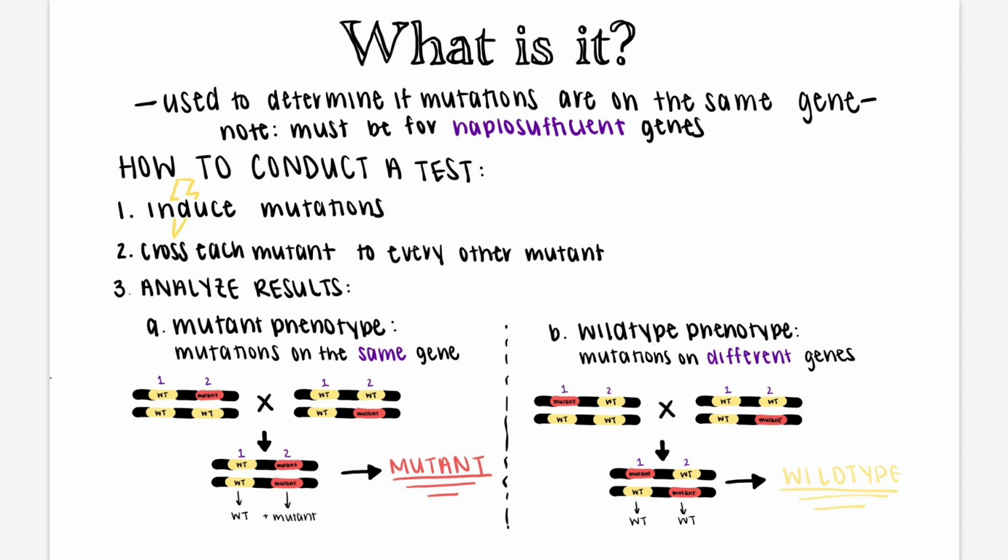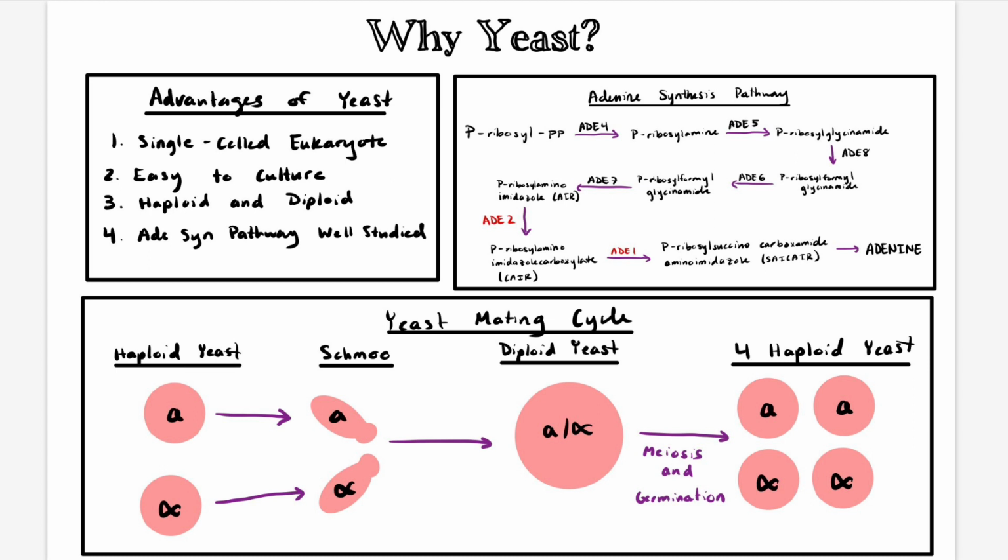Conversely, if you observe a wild-type phenotype, then you know that the parental mutations were on different genes. The offspring then has one wild-type allele and one mutant allele for each gene, as depicted on the right. As we discussed before, since the gene is haplosufficient, the singular wild-type will be enough to result in a wild-type phenotype. So why yeast?